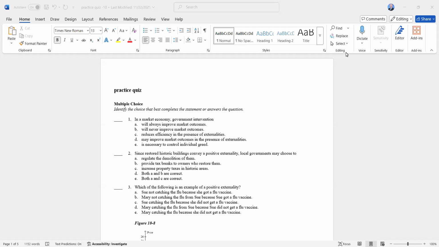In a positive externality, the market's under allocating, so we're giving a subsidy to increase purchases. In a negative externality, the market's over allocating, so we're doing a tax to slow it down.